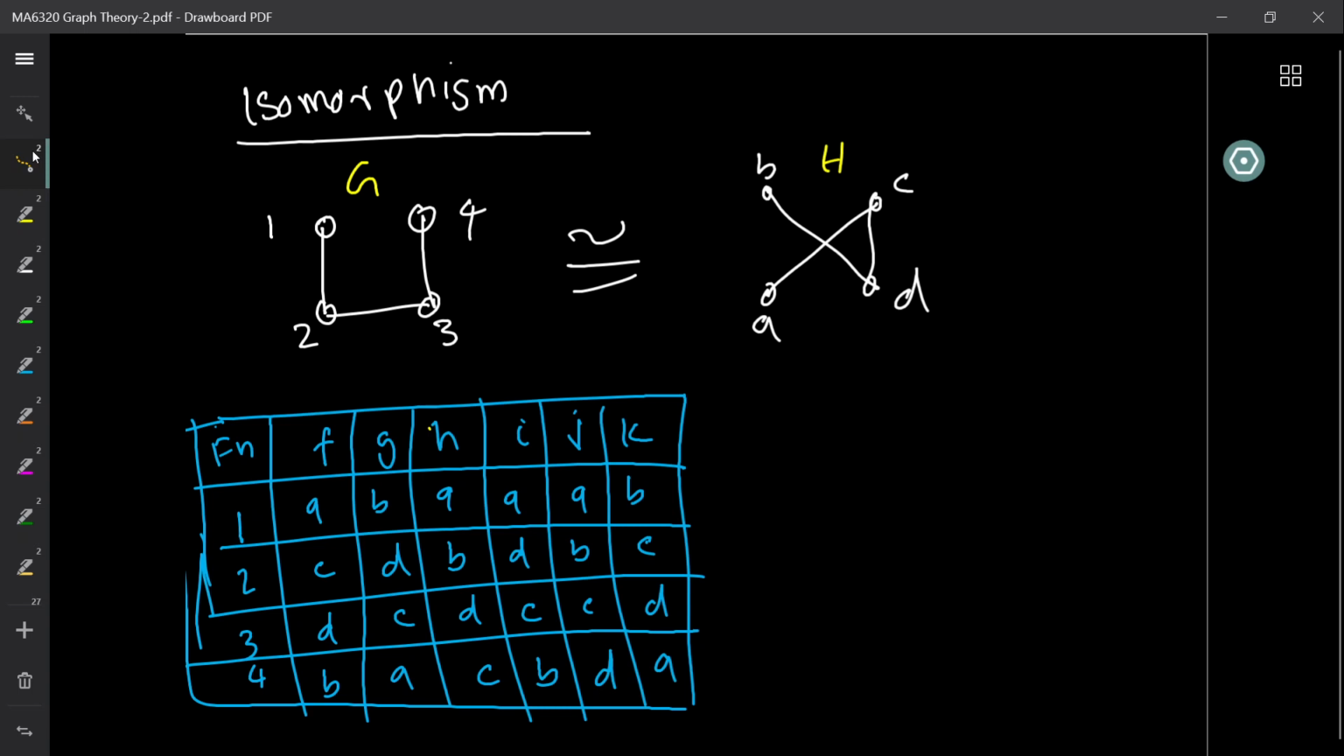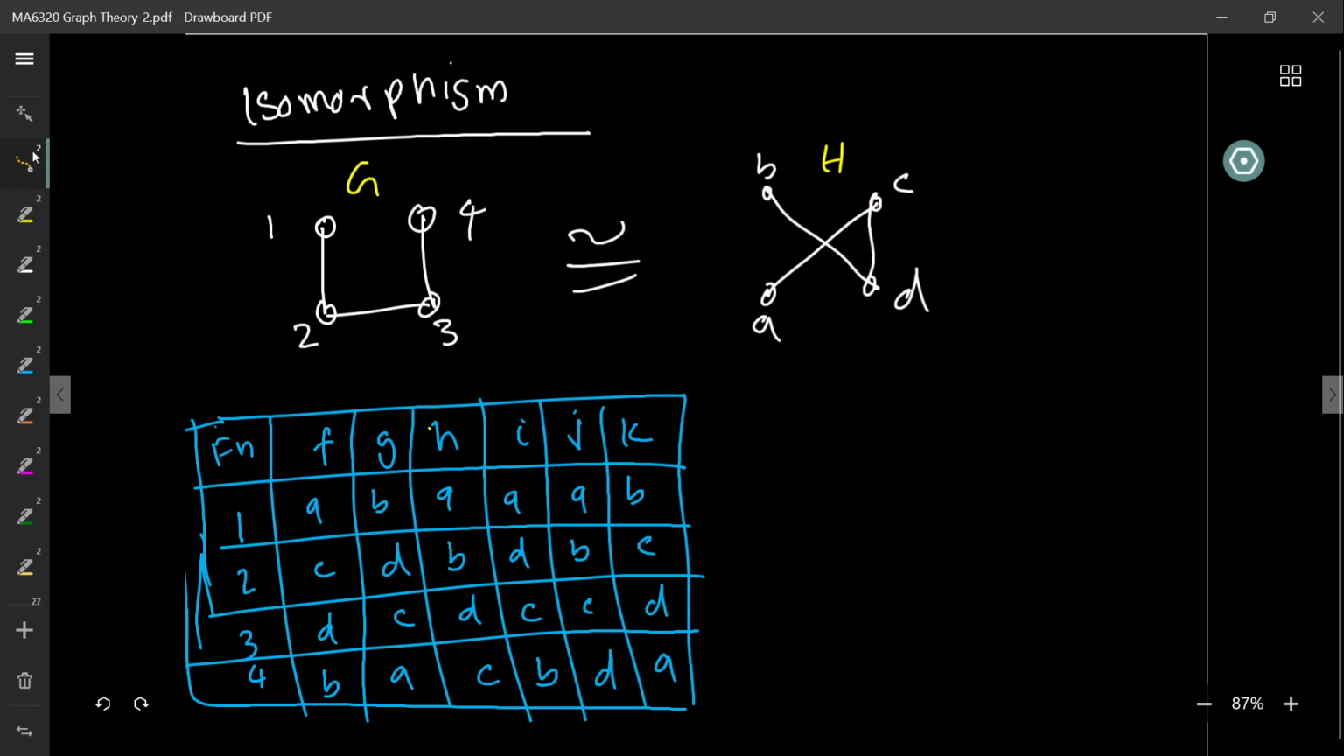So you can start with one of them, let's say f, right? If you look at f, what does this function do? It takes 1 to a, then 2 goes to c, then 3 goes to d, and 4 goes to b, right? Now, to make sure that it is an isomorphism, we have to check that all the edges go to edges and non-edges go to non-edges. So here 1, 2 goes to, f of 1 is a and f of 2 is c, so AC. AC is an edge in the graph, right?